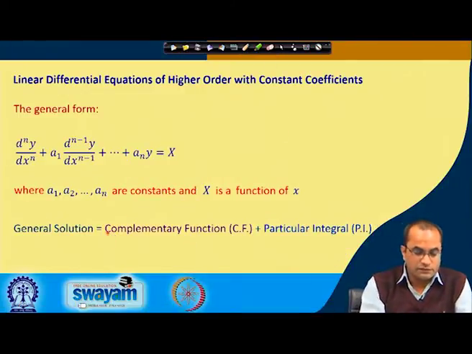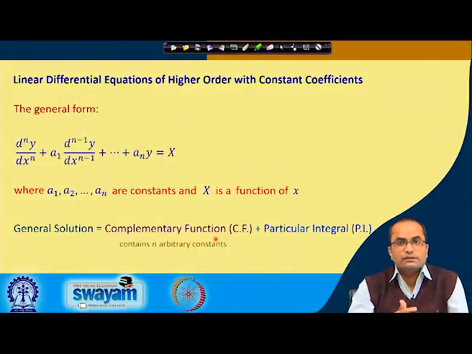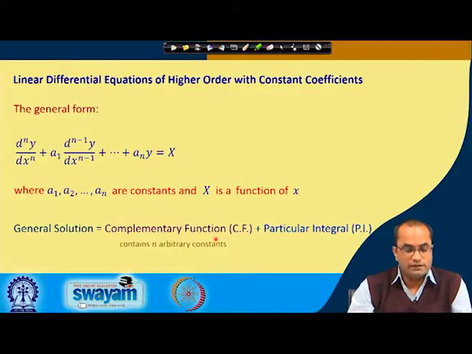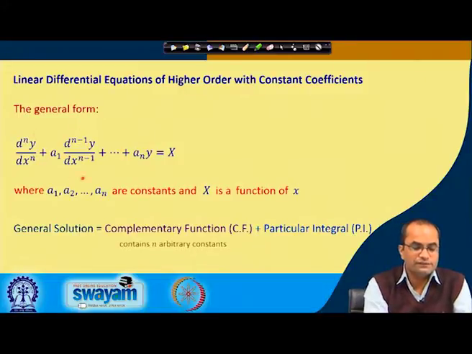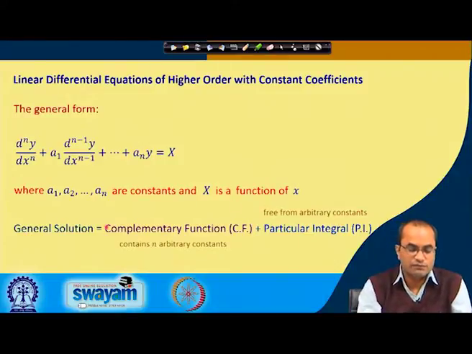Since the complementary function is the general solution of the homogeneous equation, it will have n arbitrary constants, as discussed before, because this is an nth order differential equation. So we must have n arbitrary constants in the general solution of the given differential equation. The particular integral, which is a particular solution of the given differential equation, will not have an arbitrary constant. If any constant appears there, it will be merged automatically into the complementary function.